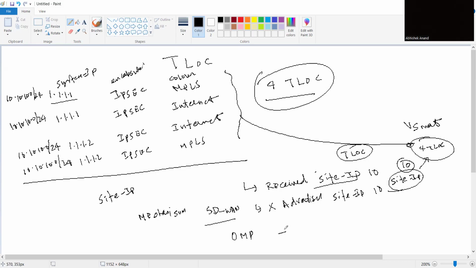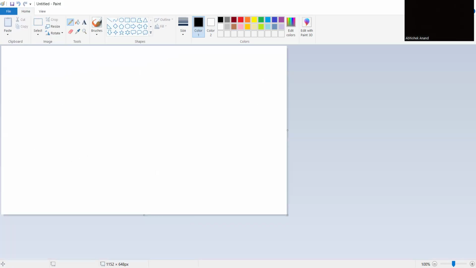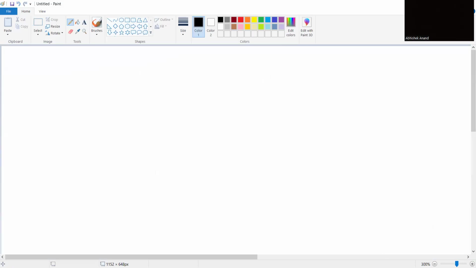advertises the site ID, and the site ID is in the OMP protocol, and this will go to vSmart. So vSmart will only send this route to every site except the site from which it has received the TLOC. This is the most important thing, so please keep it in mind and don't get confused. vSmart will send only to the sites from which it has not received.